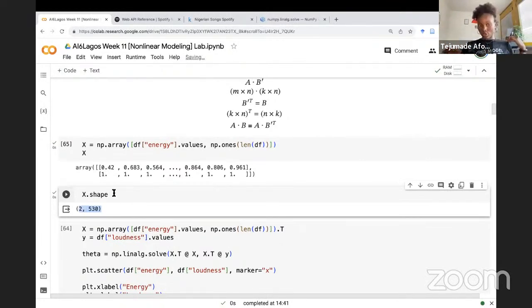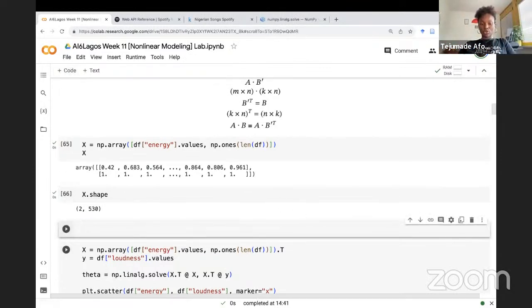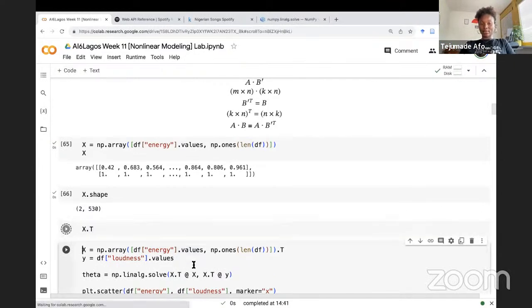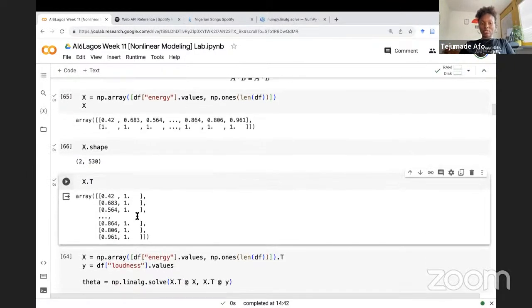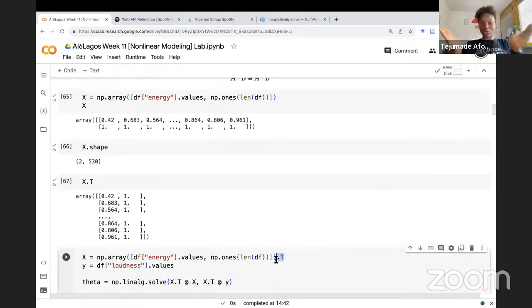But this is not what you want. Usually, you want the samples on the row and the features in the column. So what you do is that you transpose it. Once you transpose it, it looks something like this. We change the direction, we just move it like this. And it's still the same thing, 0.42, 0.42, 1, 1, this, and that.